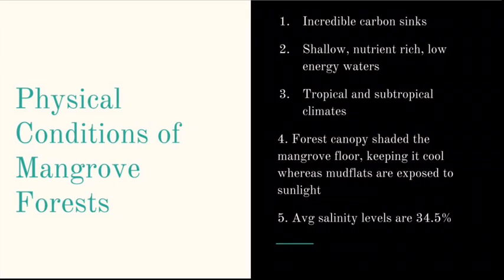And then the physical conditions of the mangrove forest is that they have an incredible carbon sink. They're shallow, nutrient-rich, and they have low energy waters. They're in tropical and subtropical climates, like seen in the map. They have a forest canopy shading the mangrove floor, and it keeps it cool where mudflats are exposed to sunlight. And then they have average salinity levels of 34.5%.